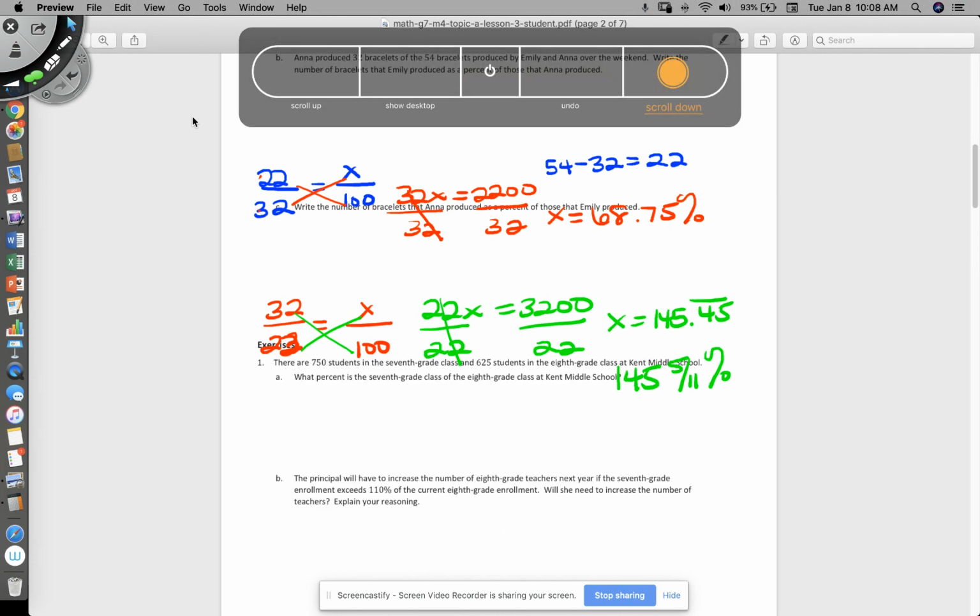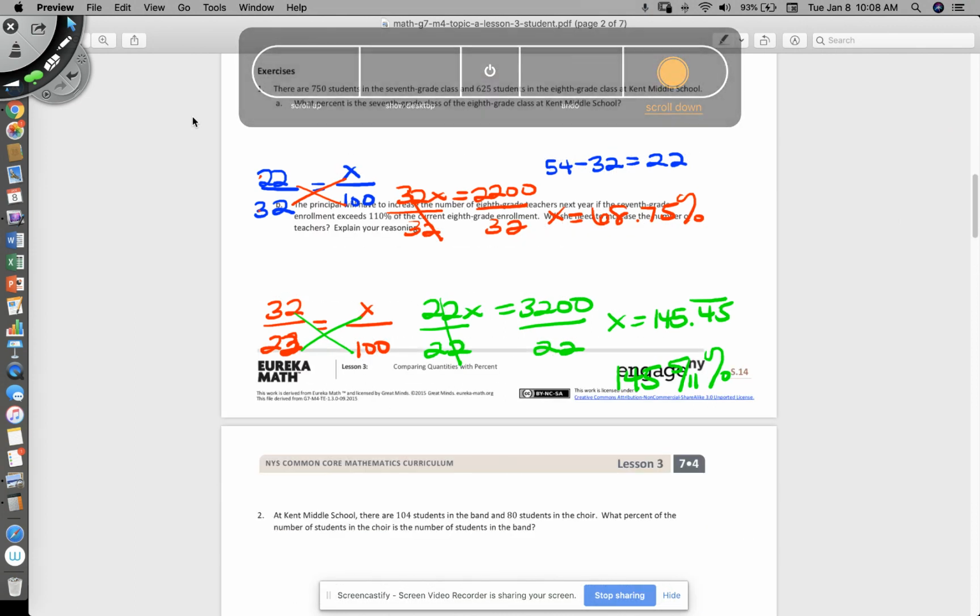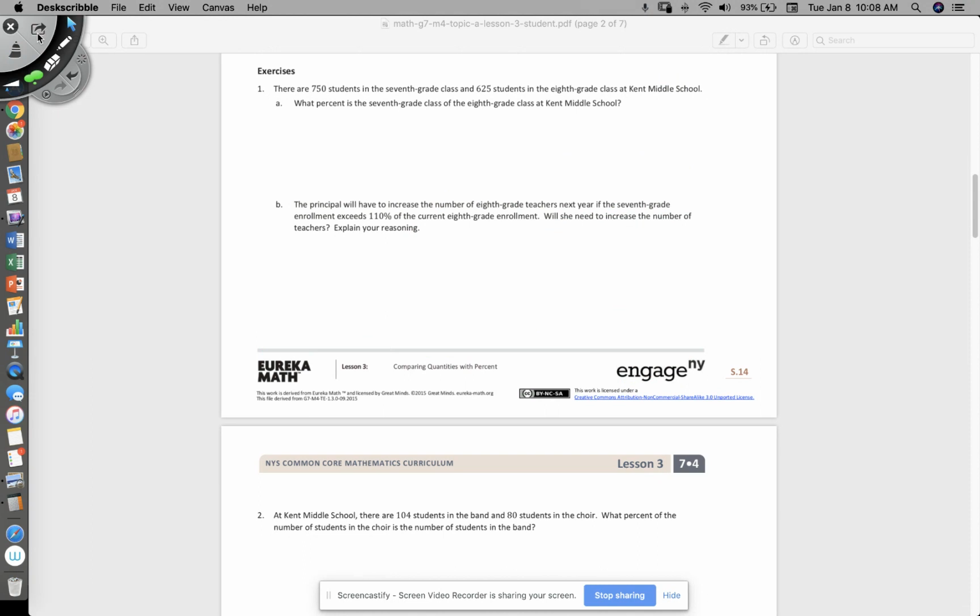Okay, let's look at exercise 1. There are 750 students in the 7th grade class and 625 students in the 8th grade class at Kent Middle School. What percent is the 7th grade class of the 8th grade class of the Kent Middle School? All right.